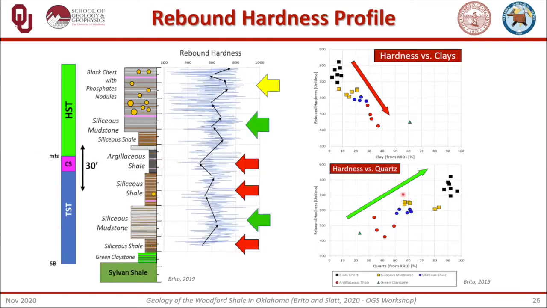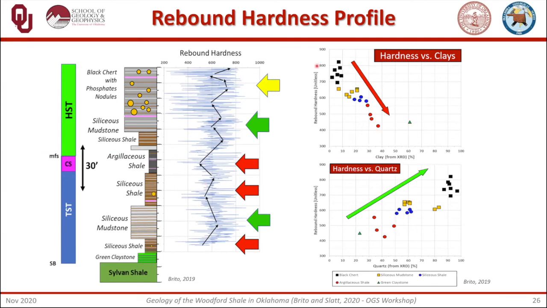Again, an example from the core: you have a lower section of the Woodford, then you reach your condensed section, then you have your highstand systems tract. Here we can see changes in the rebound hardness. These were done every bed, and because it's so interbedded, you have back and forth. So the main trends are what you need to focus on.